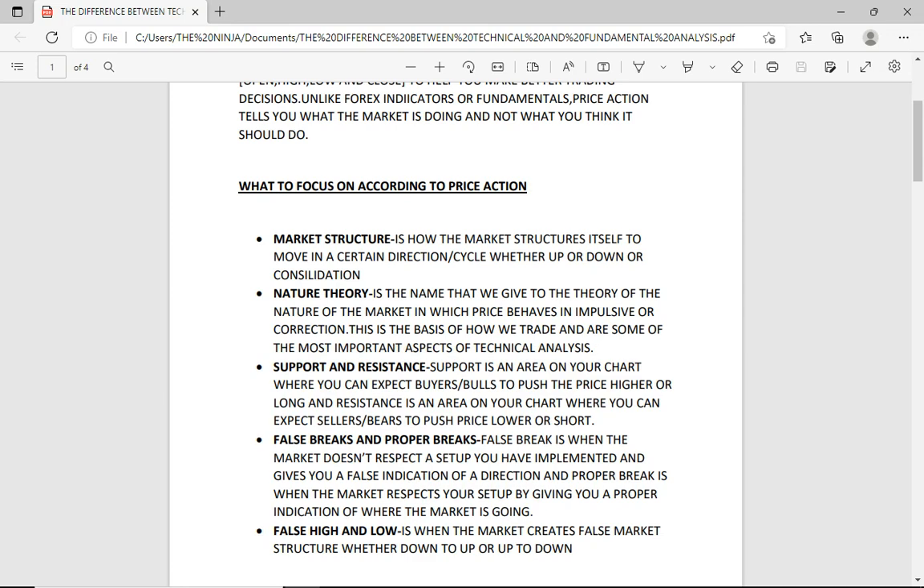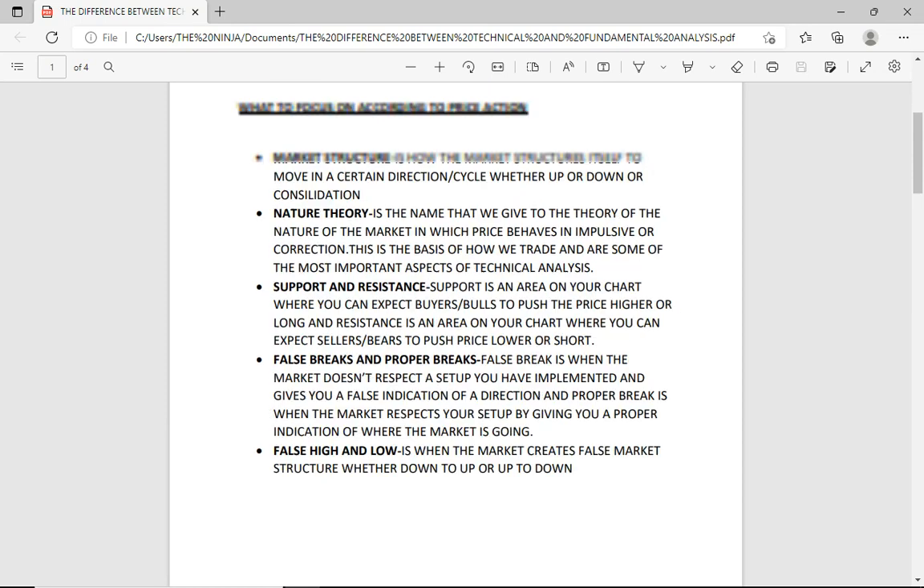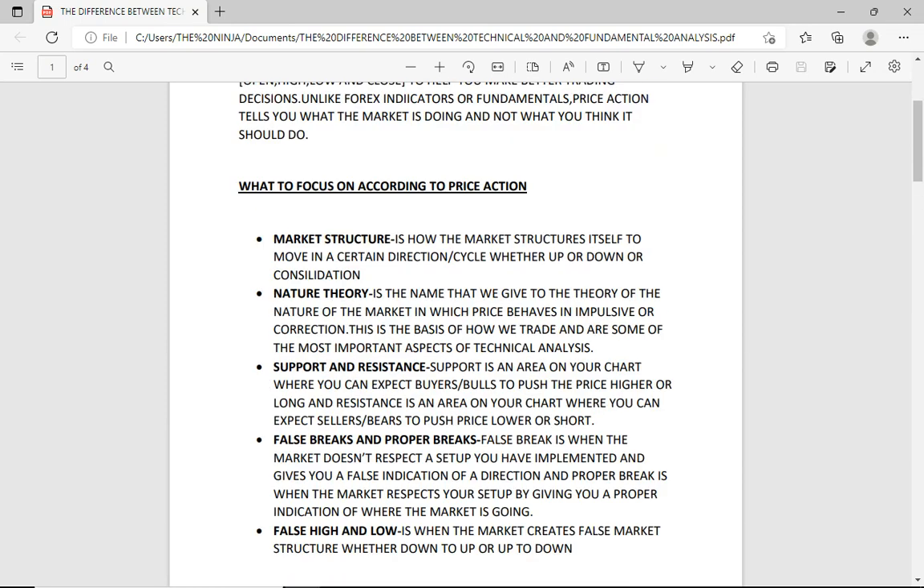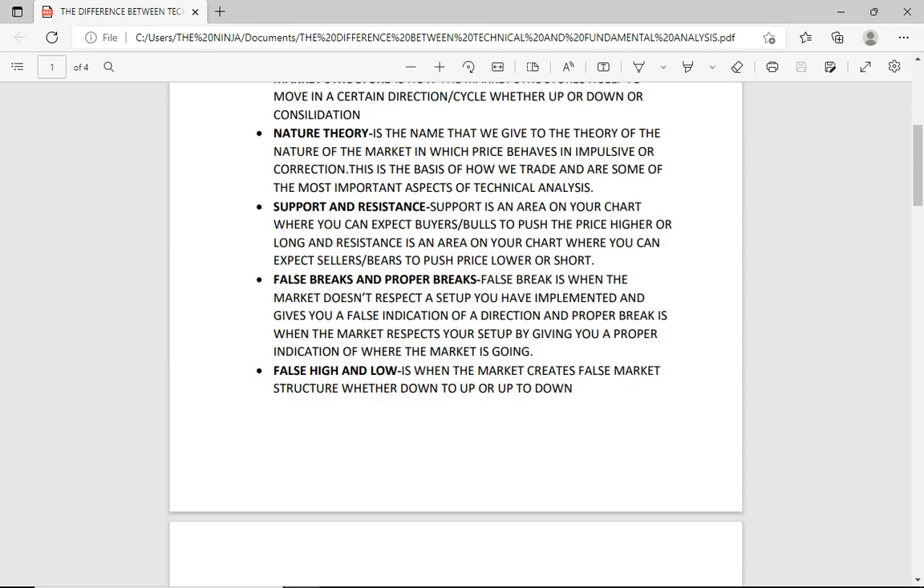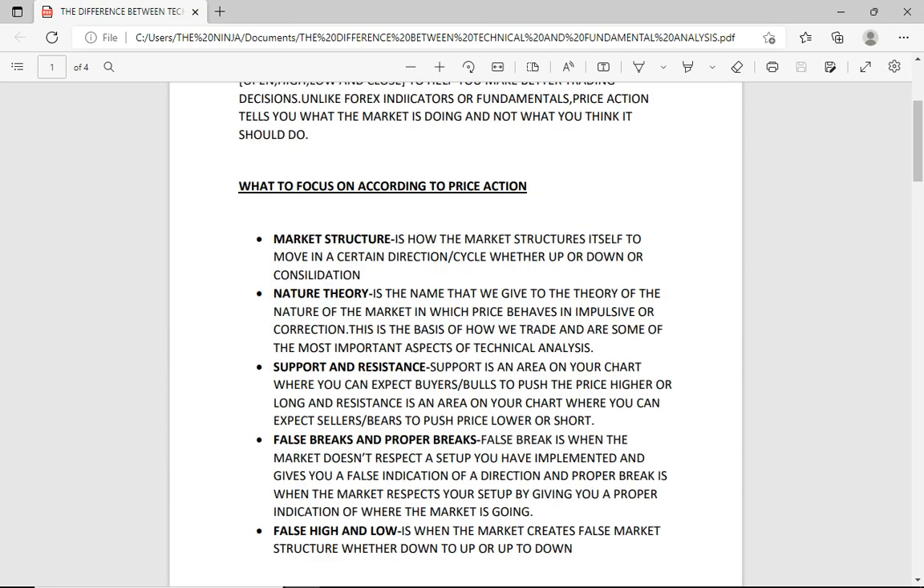So what to focus on according to price action. There are a few key aspects that we focus on. We have six key aspects that people should focus on: market structure, nature theory, support and resistance, false breaks and proper breaks, false highs and lows, and probabilities versus probabilities. Those are the six main key aspects that you need to focus on as a price action trader.